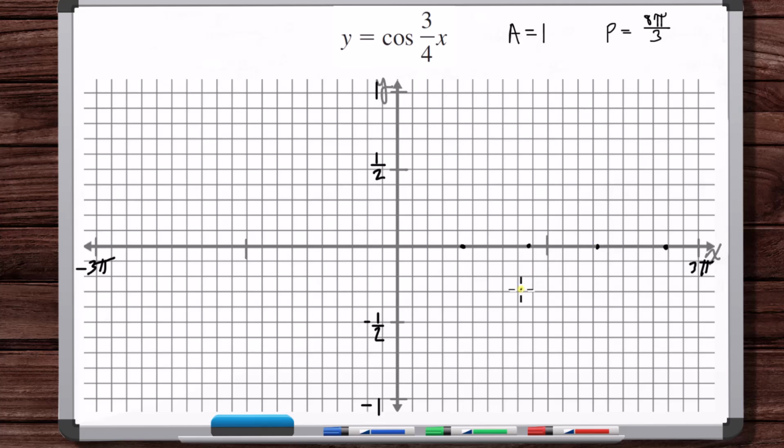So there we go. Now, we haven't flipped or anything, so we've got the cosine graph. It's going to start at positive 1, and then at the end point of the period, it's going to be at positive 1. Now this is going to be an x-intercept, this is going to be an x-intercept, and this is going to be a trough.